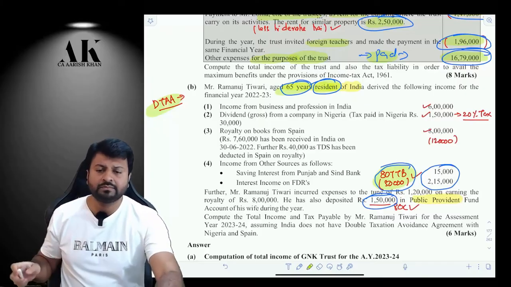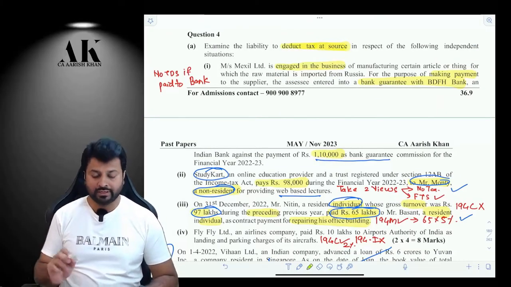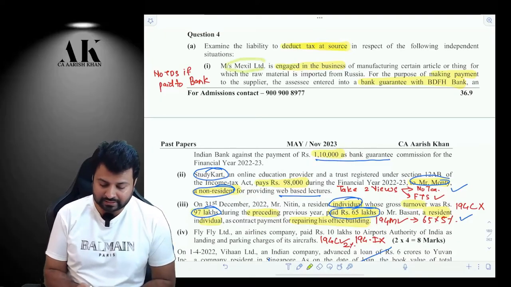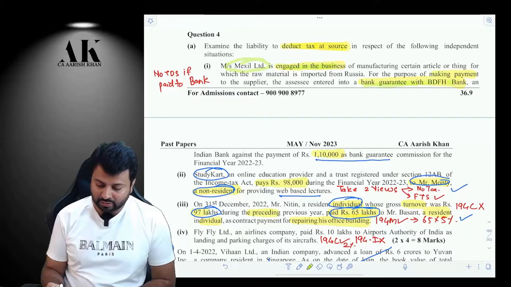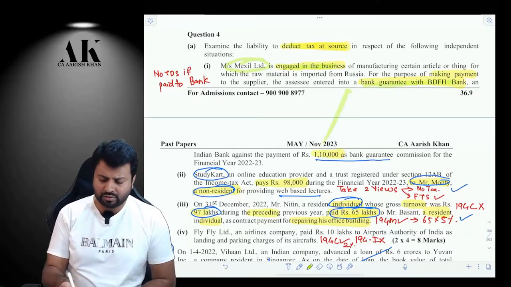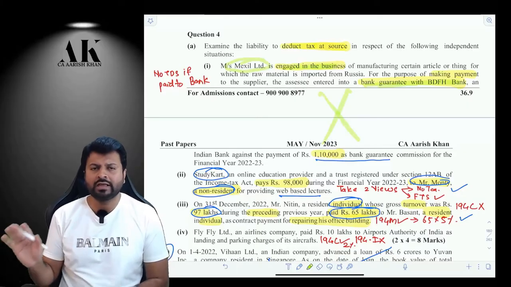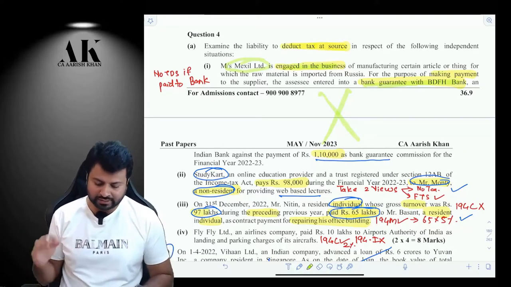You can check it. Now the next question is based on TDS, where we have to find out whether TDS will be deducted or not. The first question is, there is one company, Maxell Limited, who is engaged in business. They are making some payment as a bank guarantee commission to a bank. Now whenever a payment is made as bank guarantee commission to a bank, TDS is not deducted. There is one CBDT circular on that, which says that whenever you make a payment to the bank as a bank guarantee, TDS will not be deducted. You can check the circular if you want below.